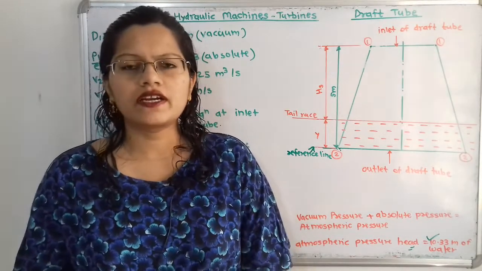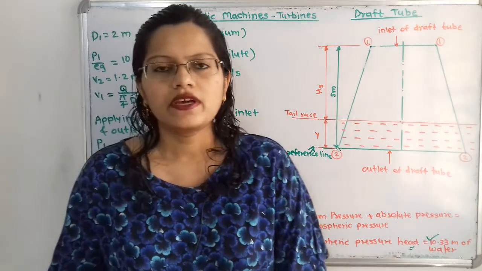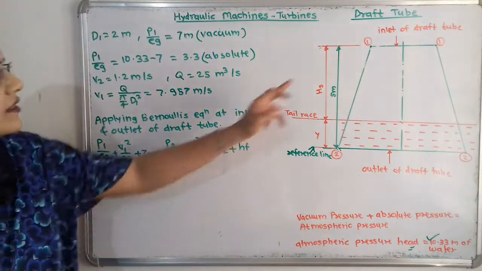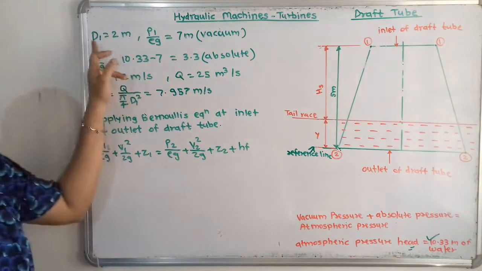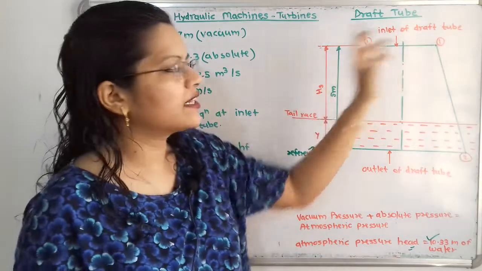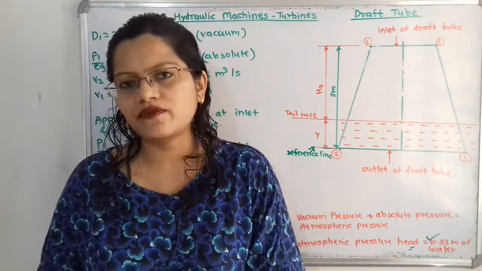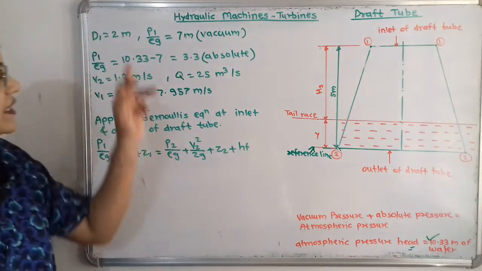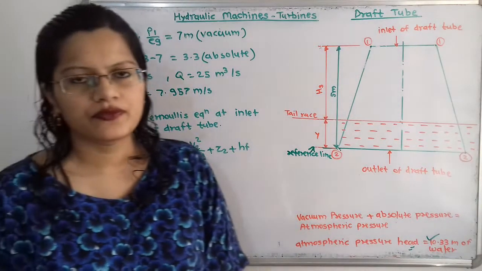Let us first understand the given data. Now here this is the conical draft tube, and at the entrance or at the inlet of the draft tube diameter is given, and this diameter we will consider the inlet of draft tube, that is section 1 and we will use here the suffix 1. So diameter D1 is 2 meter.